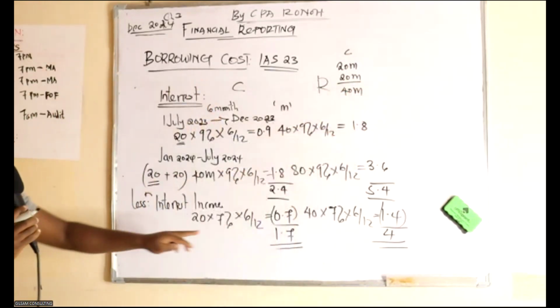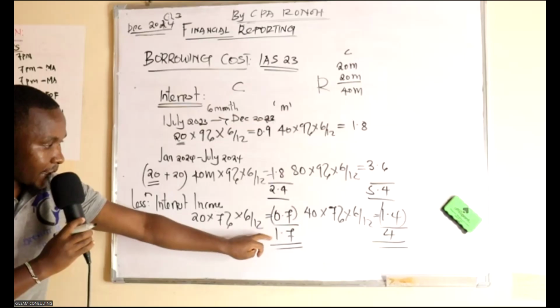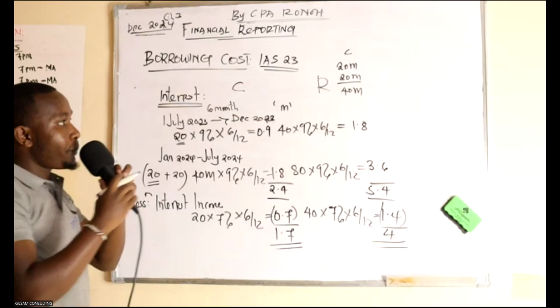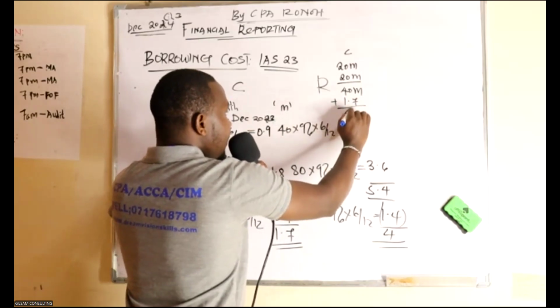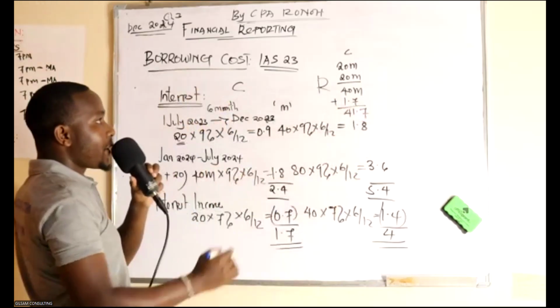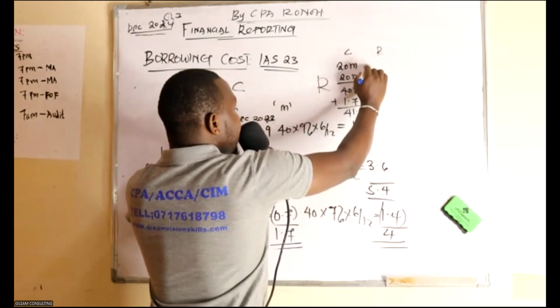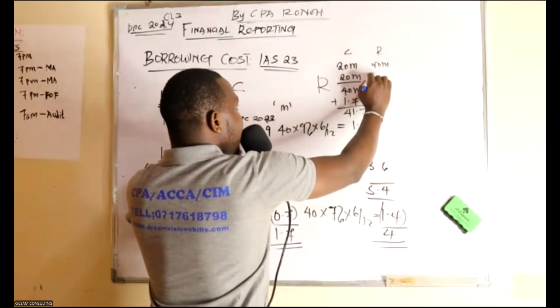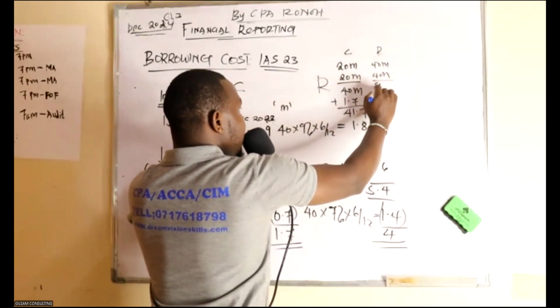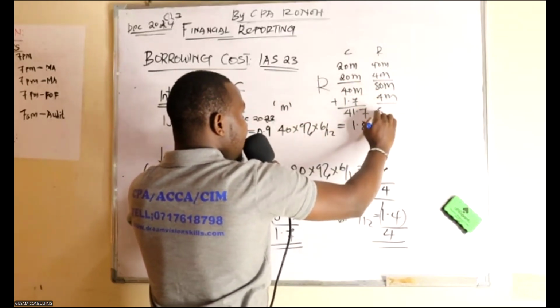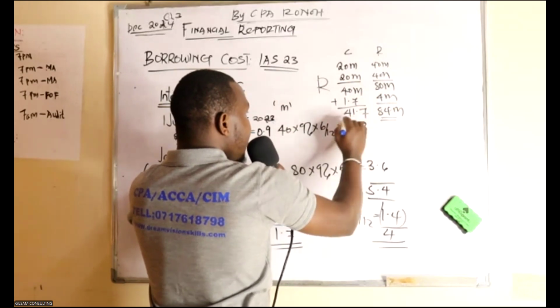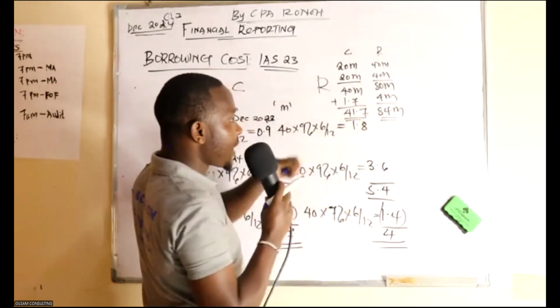And then plus this cost, you are going to pay a net cost of 1.7. So plus 1.7, it will be 41.7. Another one, which is R, it will be 40 million plus 40 million, which is coming to 80 million plus 4 million. So it will be 84 million. So this is the value we are going to capitalize.